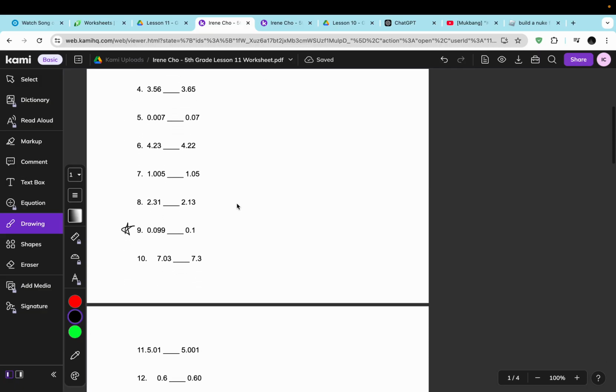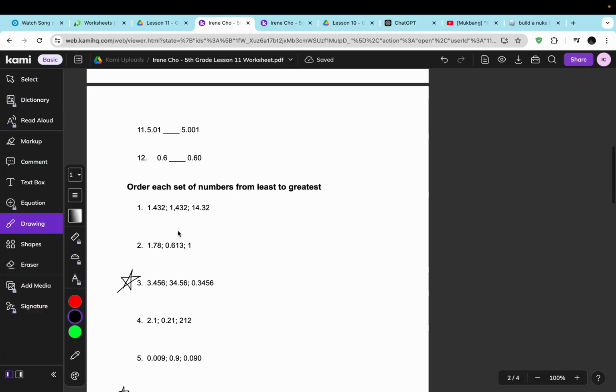I'll do another one. So for number 9, it says 0.099 blank 0.1. So before the decimal point, both the numbers are 0. So after that, we have to look after the decimal point, and it's 0 for the first number and it's 1 for the second. 1 is bigger than 0, so this is also less than. So 0.099 is less than 0.1.